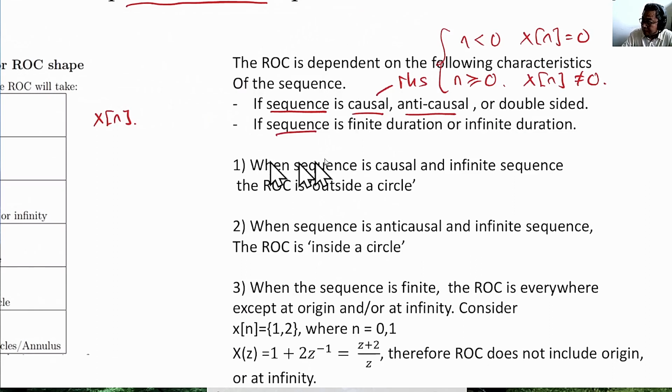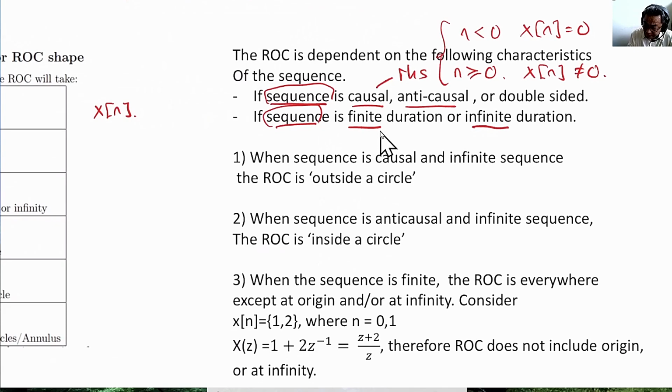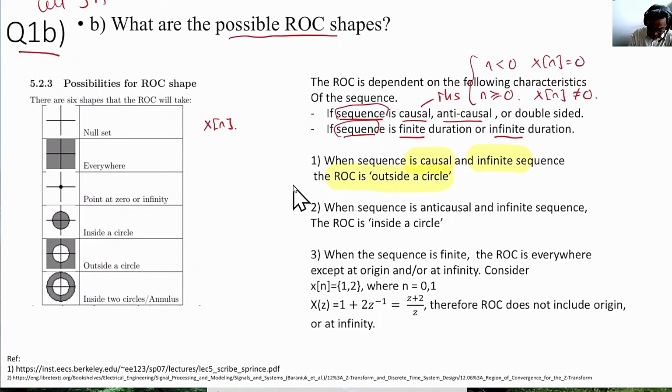There's another category we need to denote the sequence by, which is whether it is of finite duration or infinite duration. So in the following points, we list down what the shape of the ROC looks like. When the sequence is causal and infinite, the ROC is outside the unit circle. So it is this one over here. This is the typical case we are interested in. The sequence is causal and infinite.